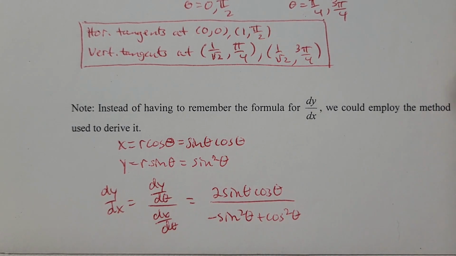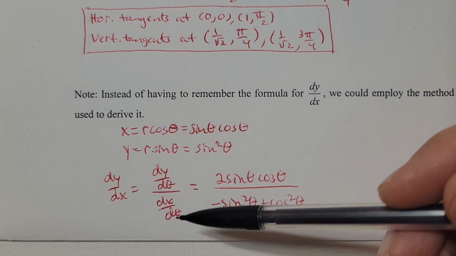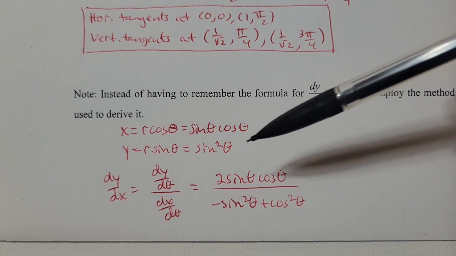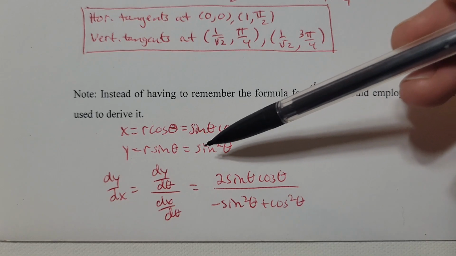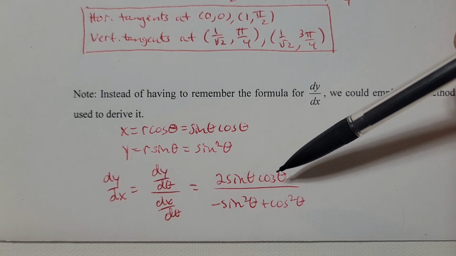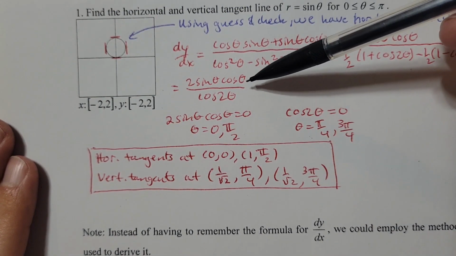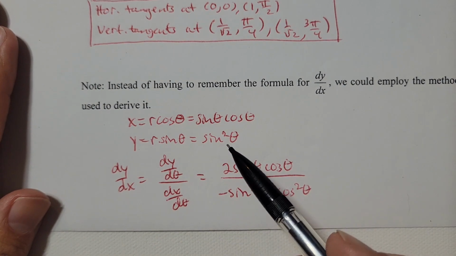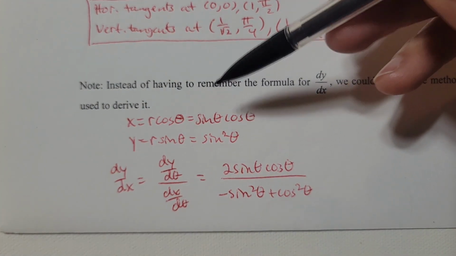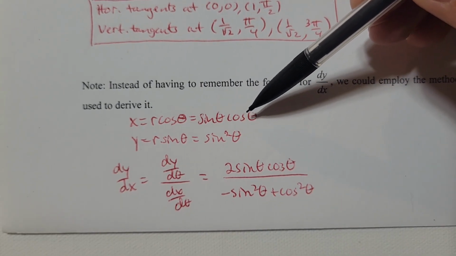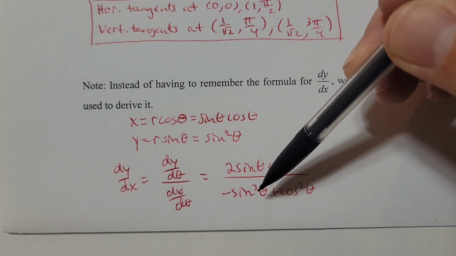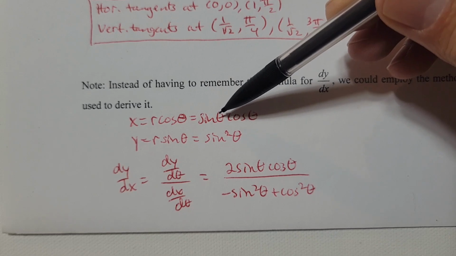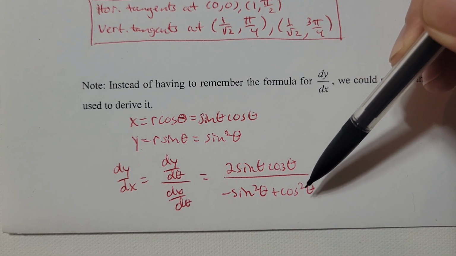So when I find dy/dx, that's the same as dy/d theta over dx/d theta. The derivative of y with respect to theta is a chain rule. I'm going to have 2 times sine theta times cosine theta. Well, that's the same thing I got up here, right? And then dx/d theta is going to be a product rule. So the first is sine theta times the derivative of the second, that's negative sine theta, so negative sine squared theta. Then plus the second, cosine theta, times the derivative of the first, cosine theta, so plus cosine squared theta.